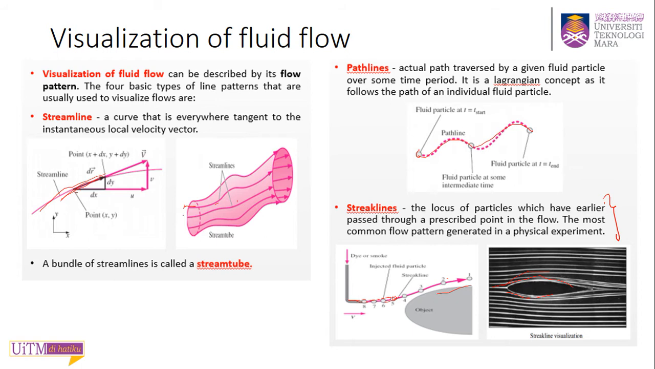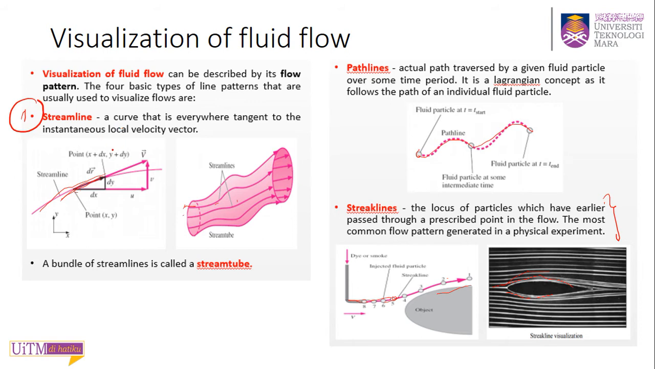Okay, the next one is about the visualization of fluid flow. How you can visualize any fluid flow. There are 4 different types of fluid flow, categorized by their flow patterns. So it is categorized by its flow pattern, and there are 4 basic types of line patterns. The first one is a streamline.